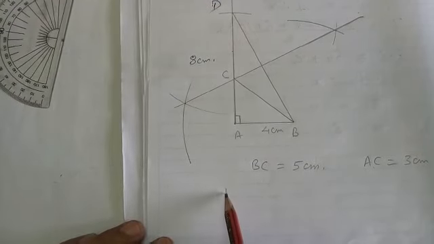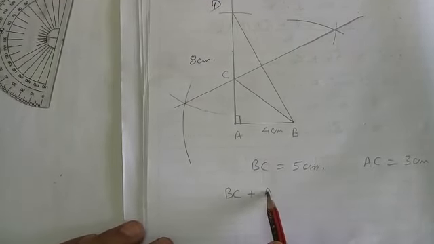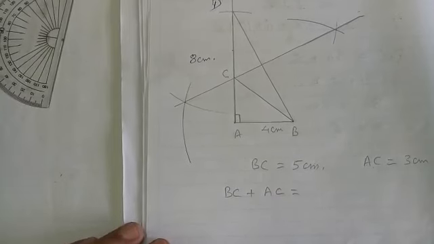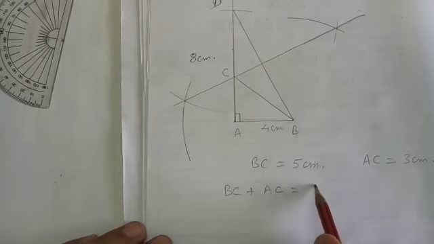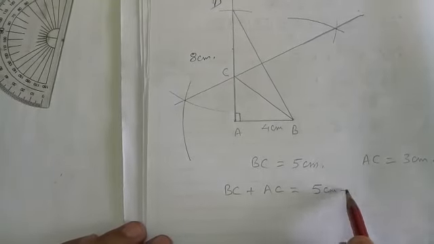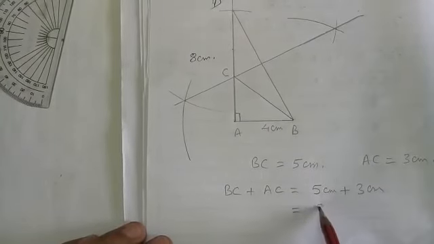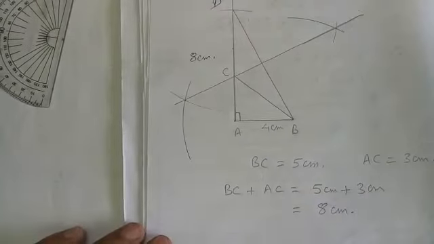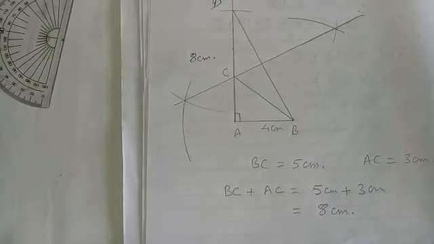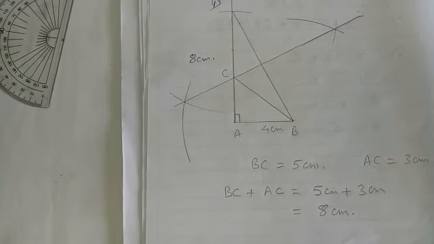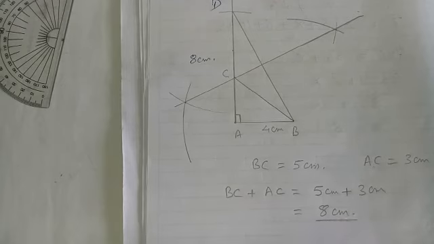The question was the sum of. You have to sum BC plus AC. BC is how much? You got 5 cm. Plus AC, how much you got? 3 cm. You added, it is 8 cm. According to the question, it is correct. The question was the sum of other side is 8 cm.